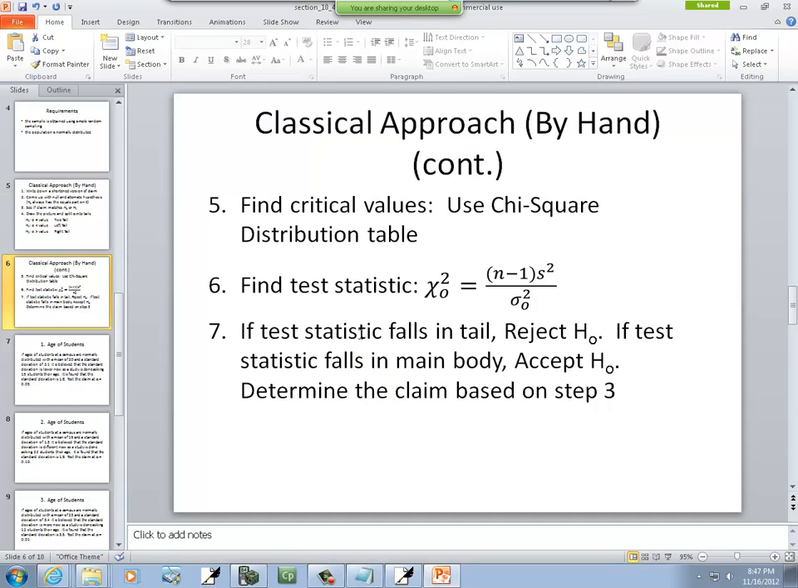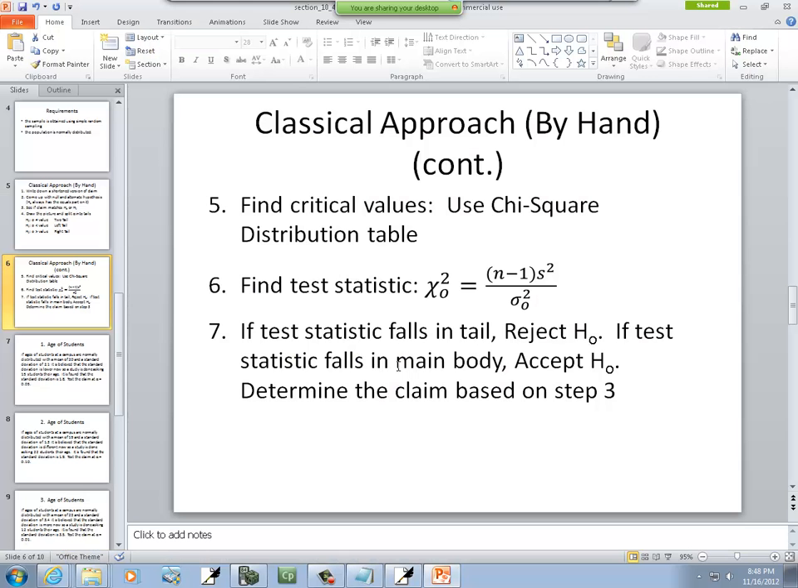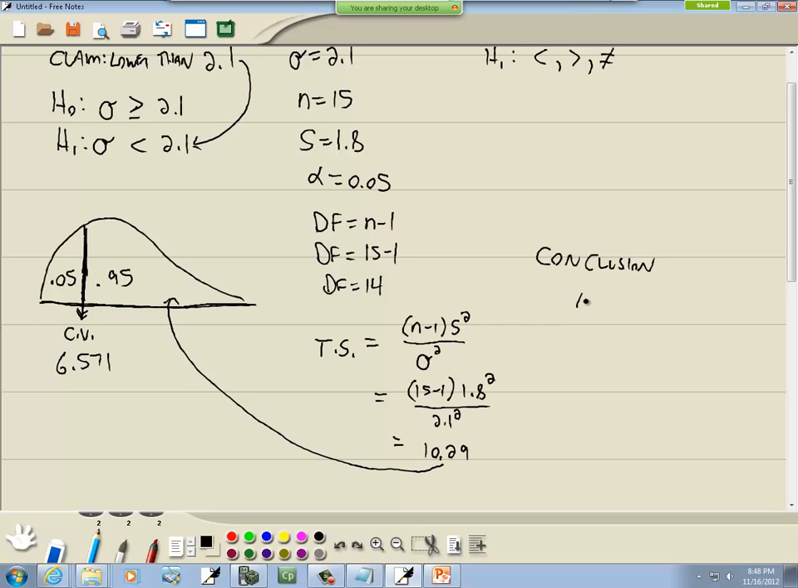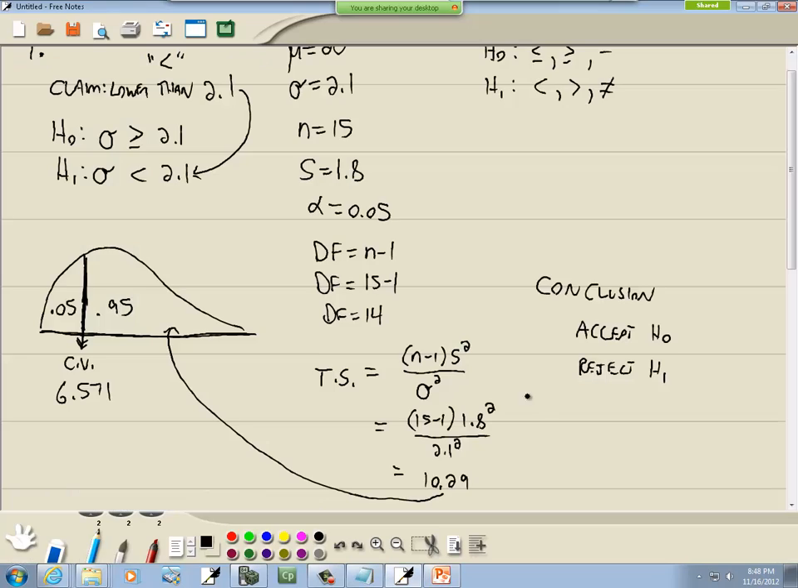Then our conclusion. If test statistic falls in the tail, it doesn't. It's fallen in the main body here. So if test statistic falls in the main body, you accept H naught. Now H naught and H1 are opposites of each other. So if I accept H naught, that means I reject H1. Now, I say determine the claim based on step 3. Step 3 says decide which one it matches. Well, we said the claim matches H1. So whatever we say about H1 is what we're going to say about our claim. We rejected H1, so we'll reject our claim.